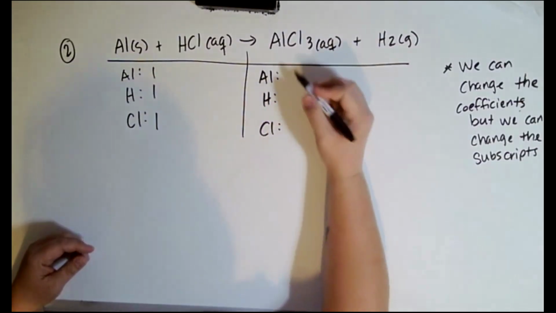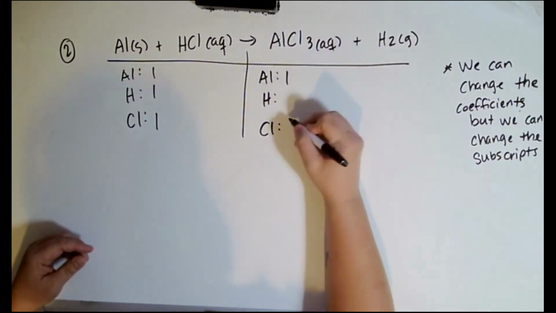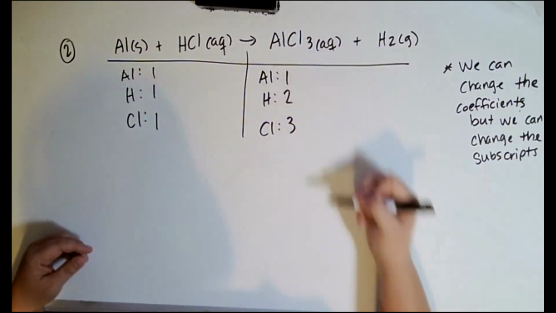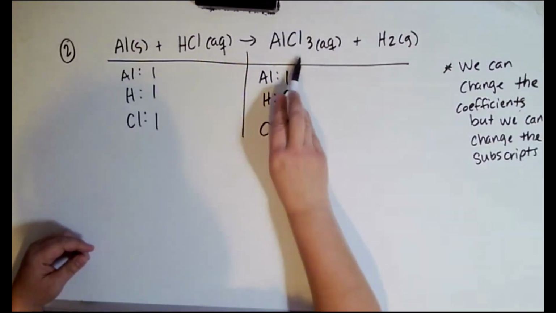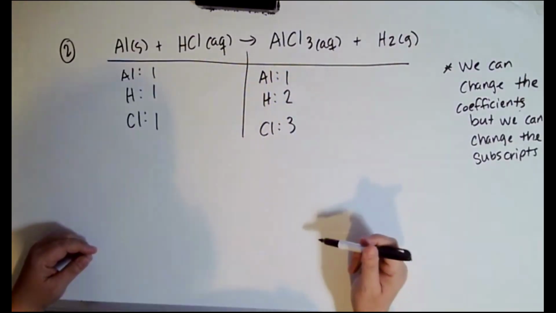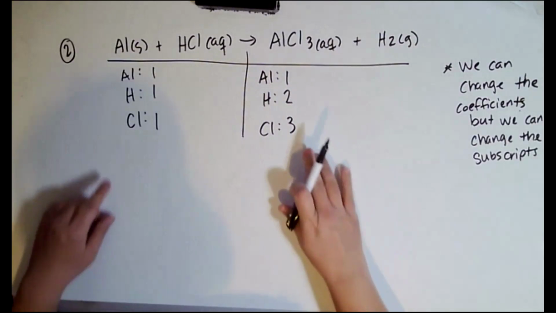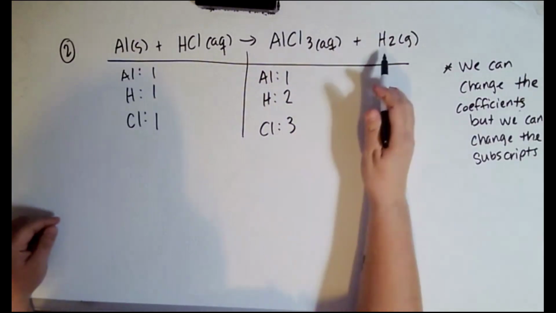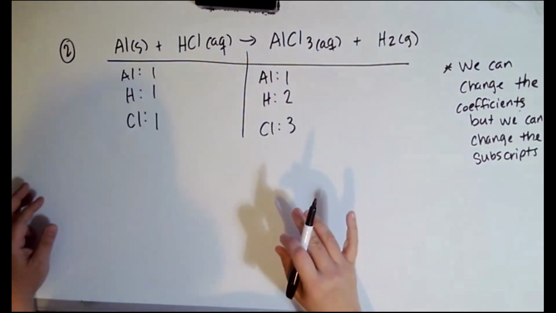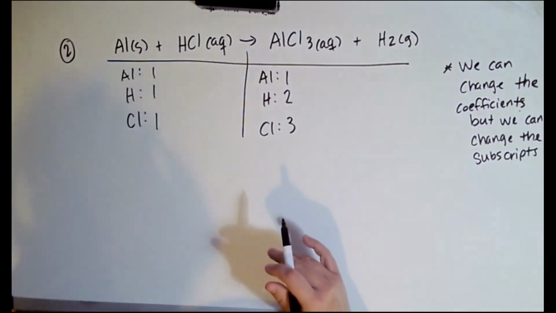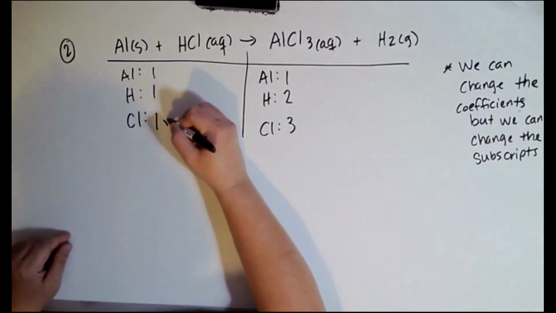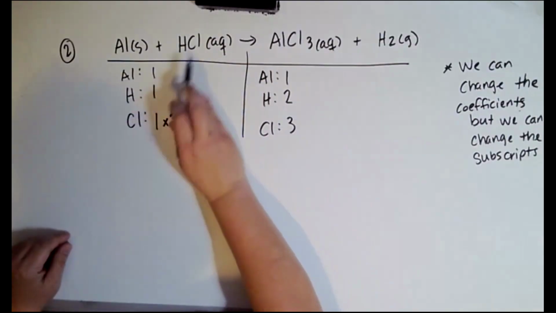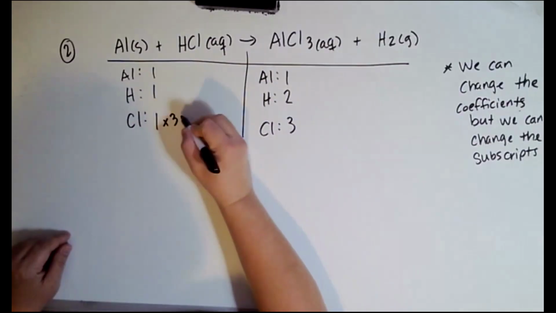And on our right side, we've got one aluminum, three chlorines, and two hydrogens. Okay. Because the chlorine is part of a compound on both sides, I'm going to start by balancing my chlorine first, because my hydrogen and my aluminum are by themselves. So I'll save those to the end. To balance my chlorine, I'm going to need to multiply the compound that contains chlorine by 3 on both sides.